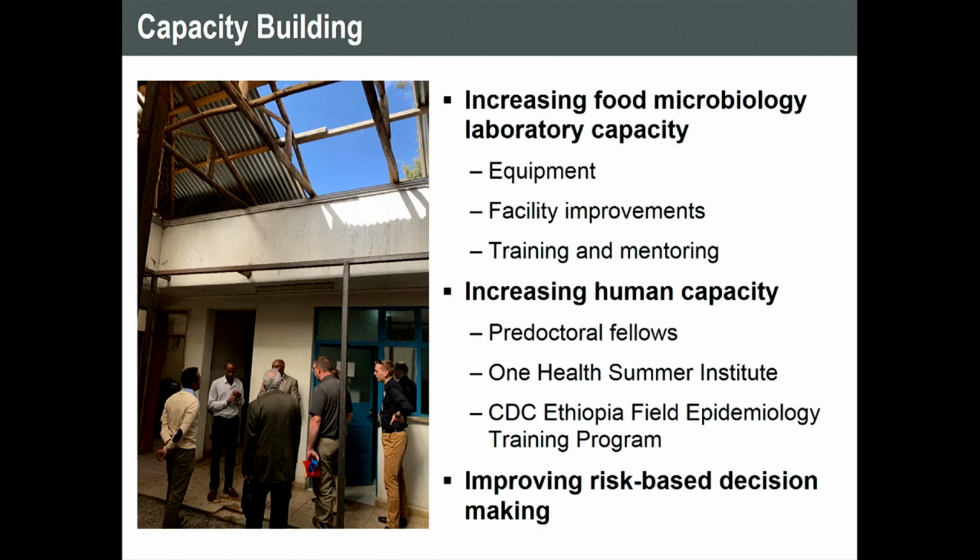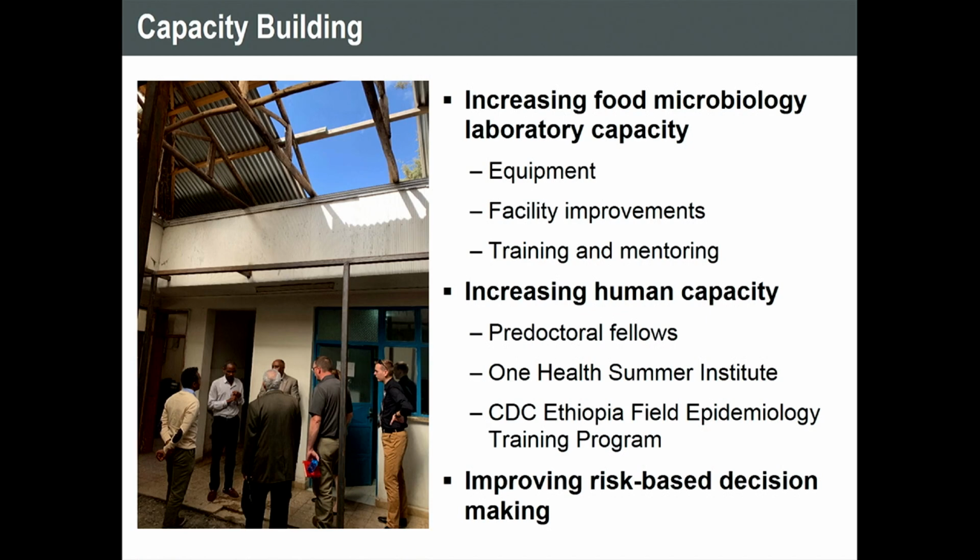Now, as I said, this is really a capacity-building project in my mind. So we're going to be increasing food microbiology capacity building. This is a picture, just to give you an idea. One of our biggest challenges is lab capacity and food micro lab capacity. This is the food micro lab at EPHI, which is the Ethiopian Public Health Institute, which is basically the equivalent of our CDC. What you notice right away, there is no roof. And you can't see it over here in the corner.